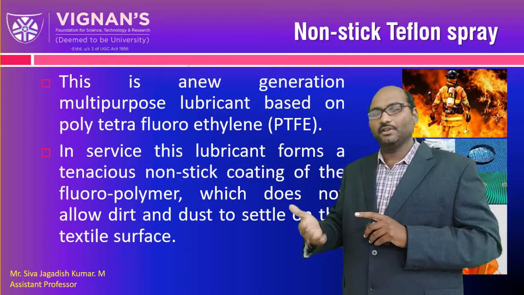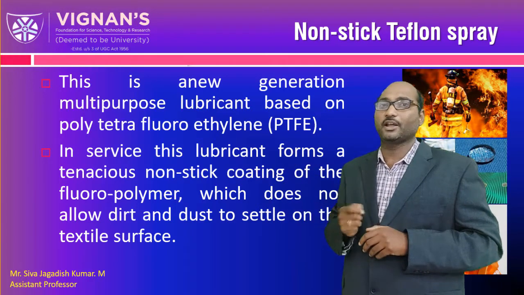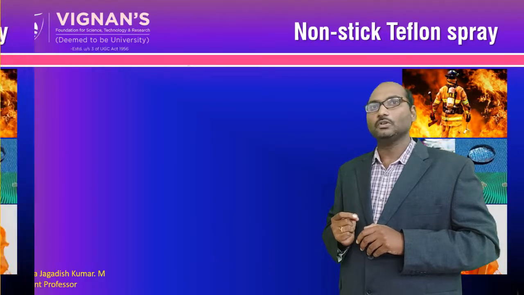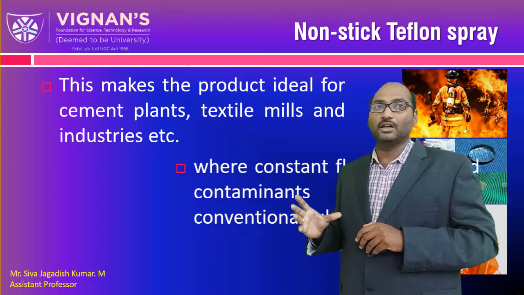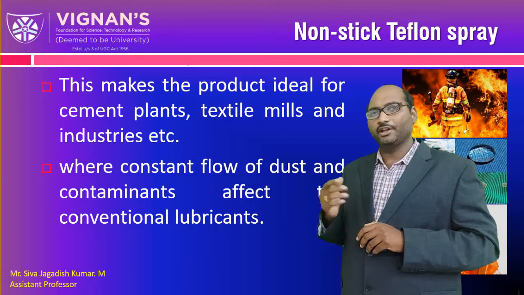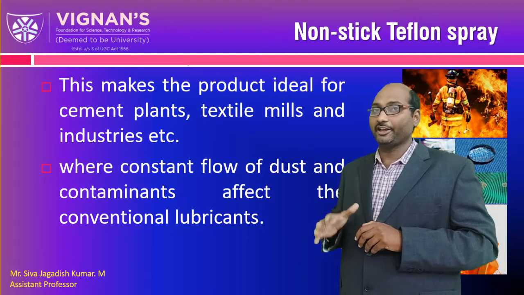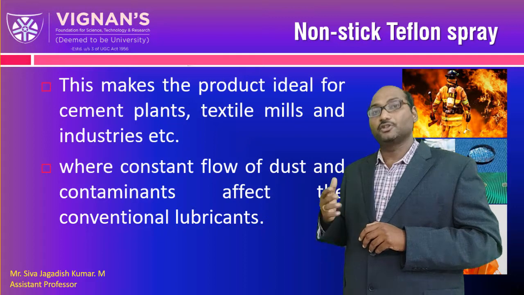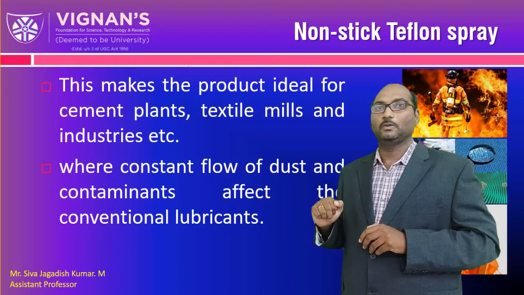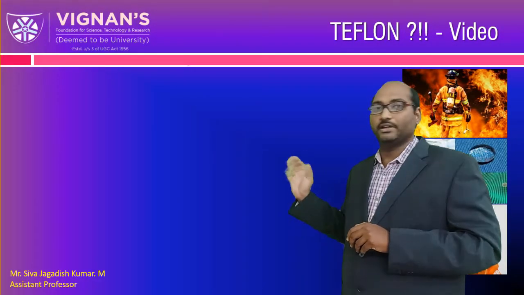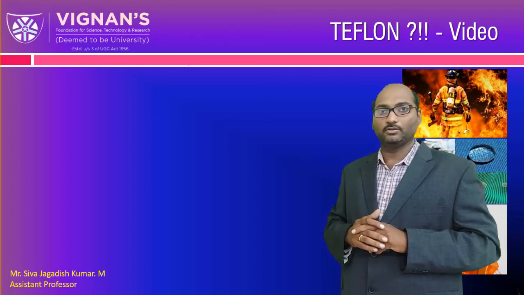Afterwards, even the nano surfaces. Nano also means this Teflon is also a part of nano finishes. So this Teflon makes the product ideal for cement plants or textile mills and any industries where constant flow of dust and contaminants affect the conventional lubricants. That is the major idea where this Teflon came into the picture. So we will understand this through a small video. The Teflon. What is Teflon?